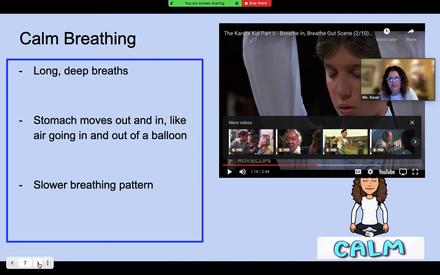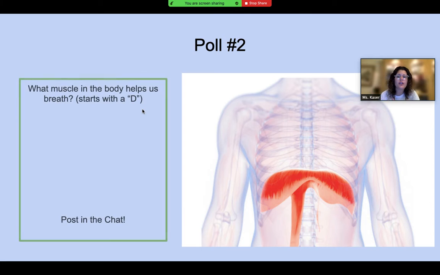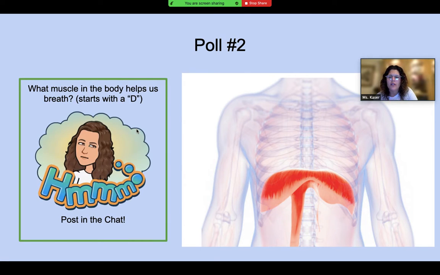So, poll number 2, right? We talked about this on the first slide, but do you guys remember what muscle in our body helps us breathe? And this is the picture of it. Okay, what is this muscle? Do you guys remember? Again, it starts with a D. So why don't you guys try and answer that in the chat, and then we'll get to it later.